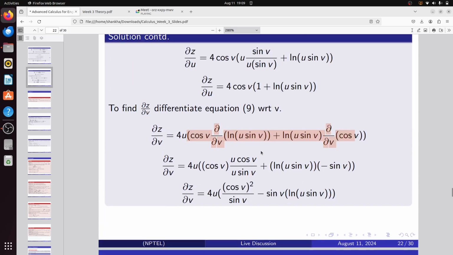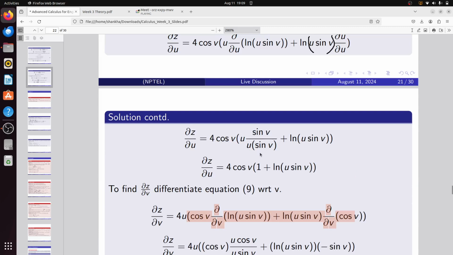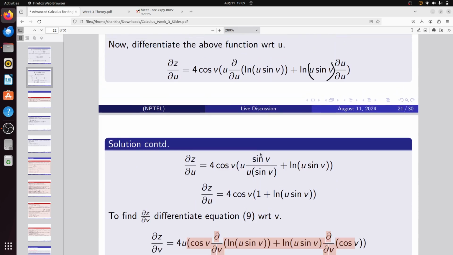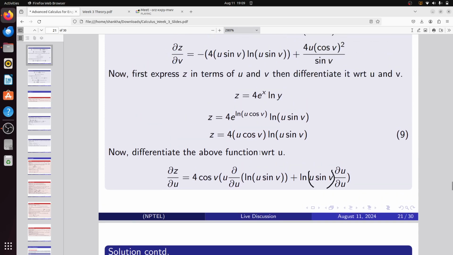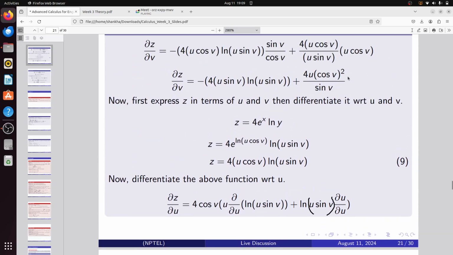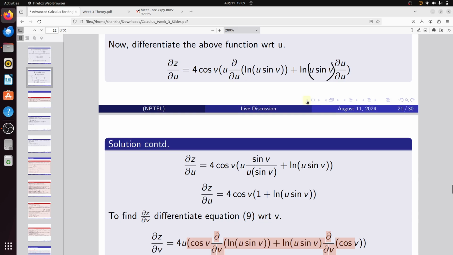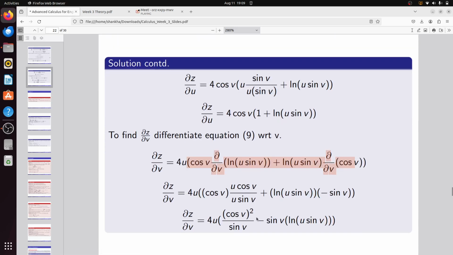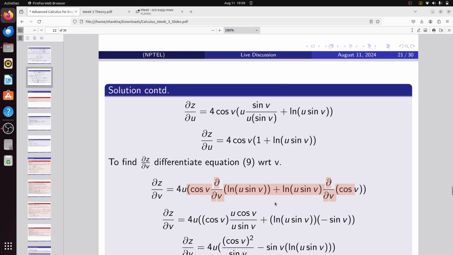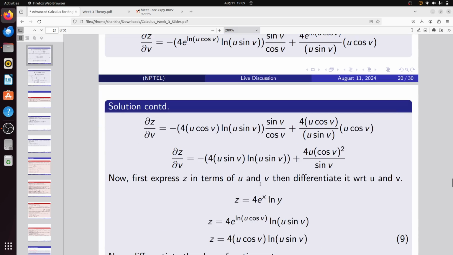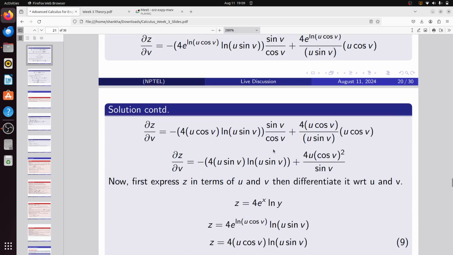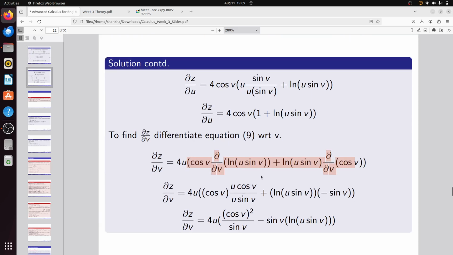So is it the answer what we got here? Yes, 4u cos²v/sin v minus 4u sin v ln(u sin v). Very good. Okay.